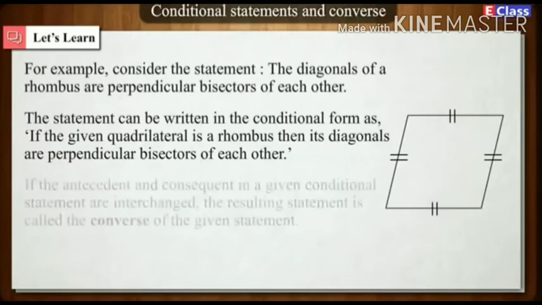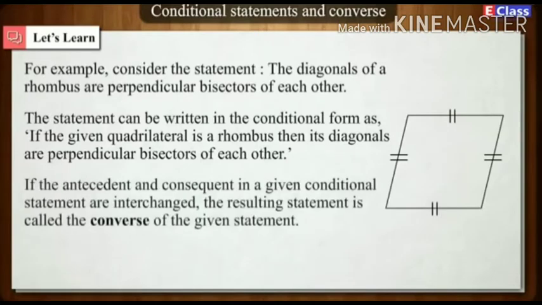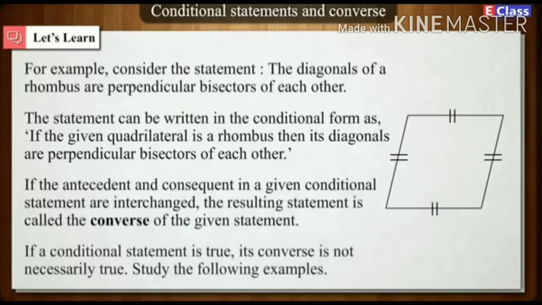If the antecedent and consequent in a given conditional statement are interchanged, the resulting statement is called the converse of the given statement. If a conditional statement is true, its converse is not necessarily true. Study the following examples.